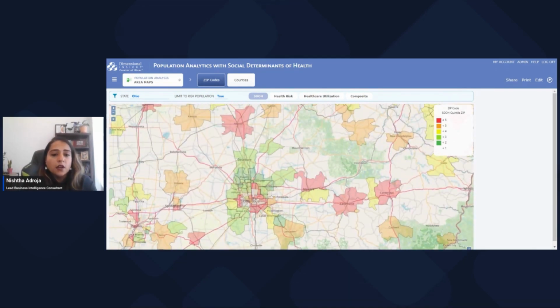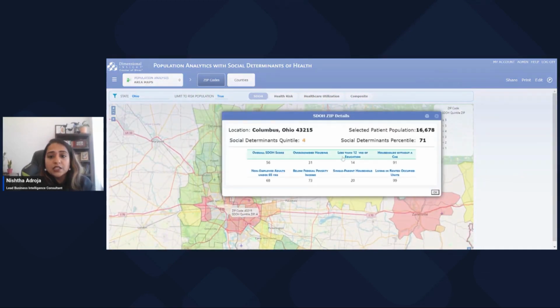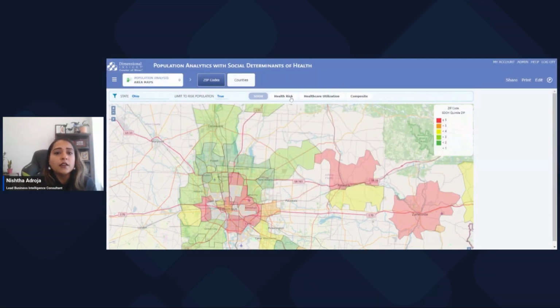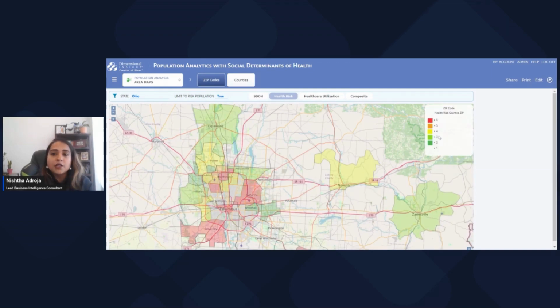Looking at the Columbus area, clicking on a zip code, you will see that these are the 7 factors that I was referring to. And you can also see the population within that zip code along with the quintile information. Over here, we have maintained the same color schema so that on the pop-up page, you can see the level of deprivation.